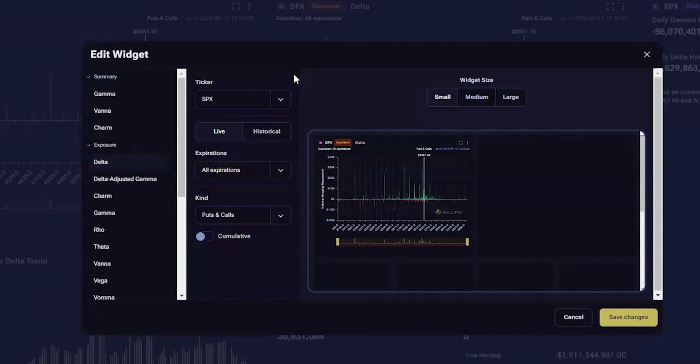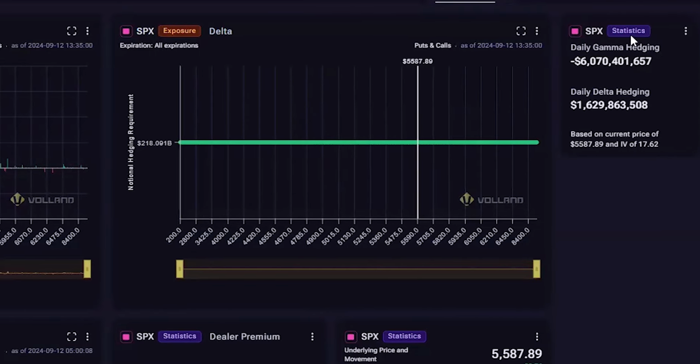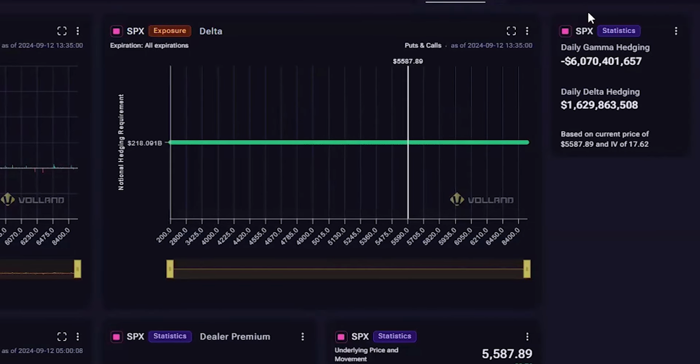To the right of this chart, you will see the cumulative deltas. This is a flat line, because being a first order Greek, the accumulation to the right or left of spot is meaningless. So this is just a flat number on this indicator. However, you can also change the underlying, down select to certain expirations, or down select to puts and calls here as well. To the right of that chart is the aggregate gamma statistic.